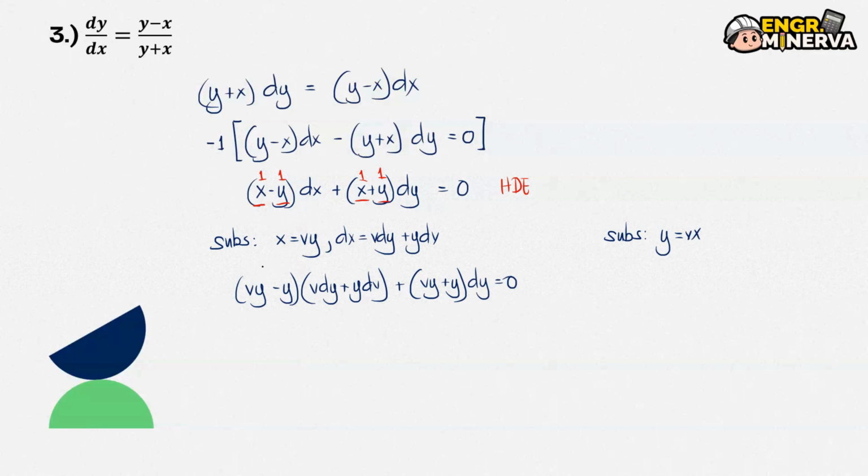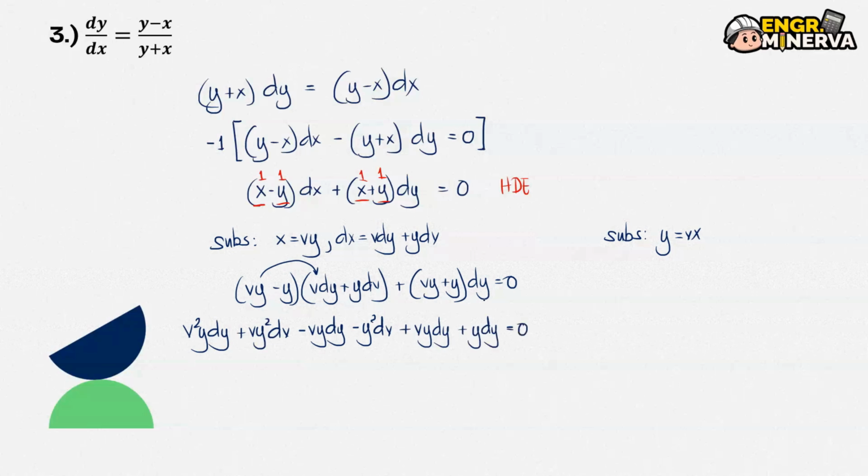Okay, distribute using the FOIL method. That would be v squared y, okay, that is our first term here, dy. Next, that would be vy squared dv. Next would be negative vy dy and a negative y squared dv. And we have here vy dy plus y dy equals 0. So let's check if there are terms that we could combine or eliminate. So you have this one.